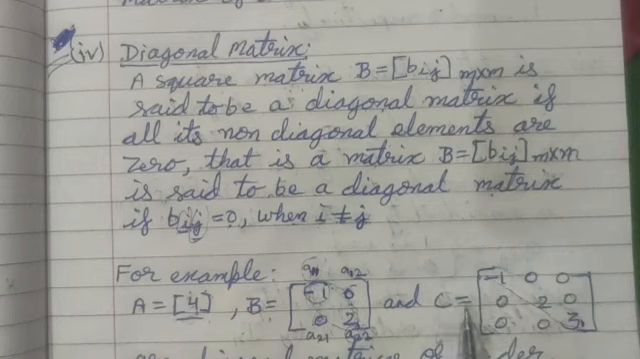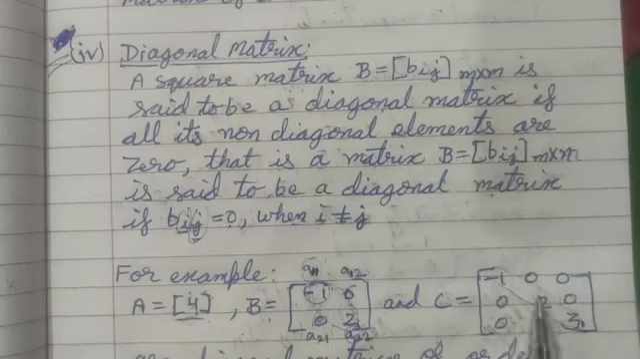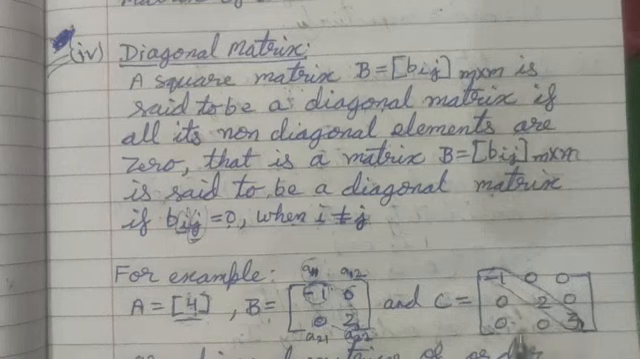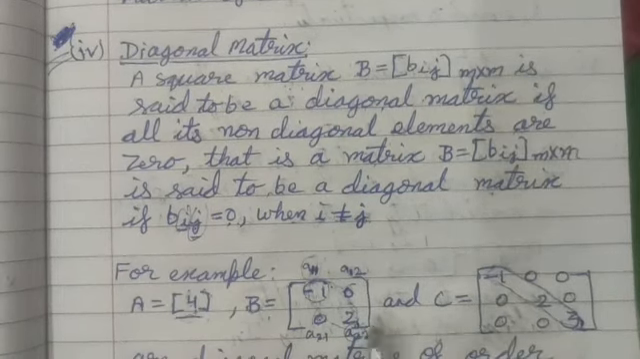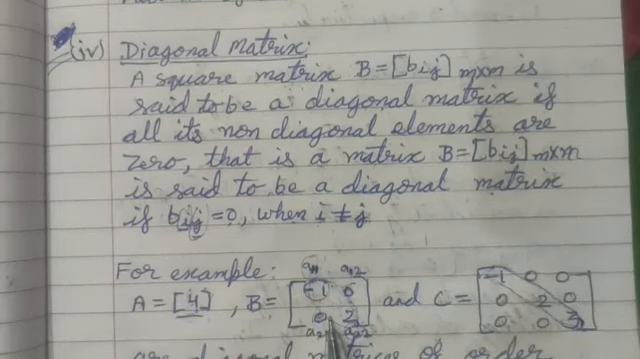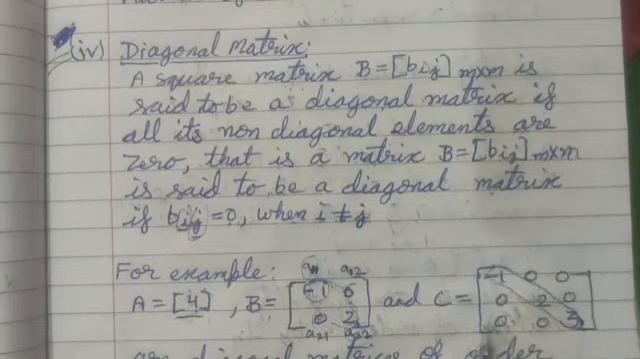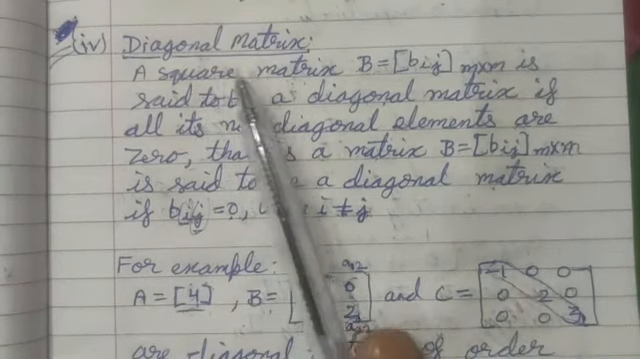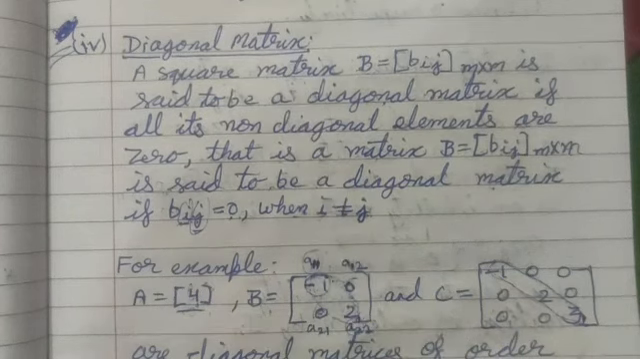Here in matrix C also, if you see the diagonal, all other elements of the matrix except the diagonal elements are 0. So it is a diagonal matrix. Now this is a diagonal matrix of order 1, this is a diagonal matrix of order 2, and this is a diagonal matrix of order 3. Now you should keep in mind that a diagonal matrix is also a square matrix.